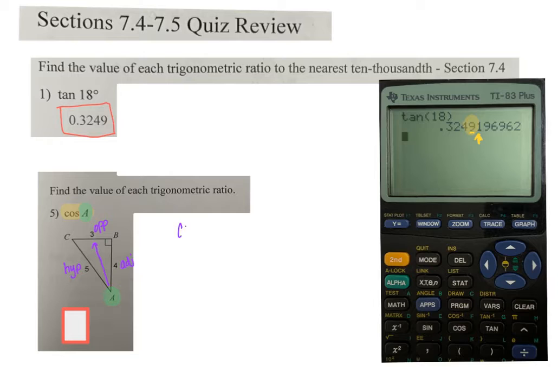For cosine, cosine is adjacent over hypotenuse. So in this case, the cosine of A is going to be adjacent over hypotenuse. And that is how you will leave your answer for this one.